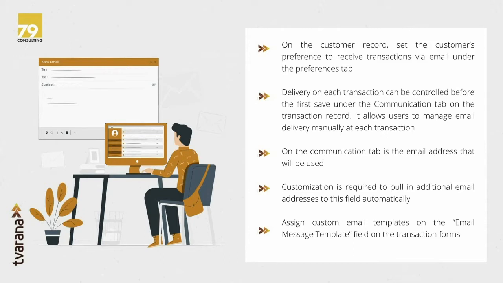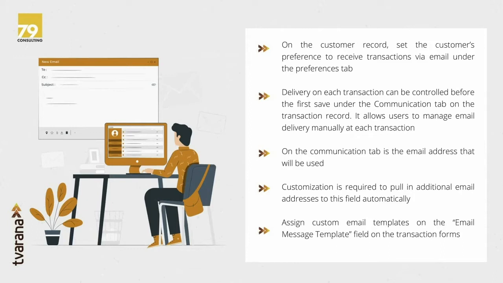If the customer is set to email, then the transaction inherits the same. On the transaction record again, and on the Communication tab again, is the email address that will be used to send the invoice to. This pulls the main email field from the customer record. You can enter additional email addresses on the transaction manually using a comma separator. Customization is required to pull in additional email addresses to this field automatically.